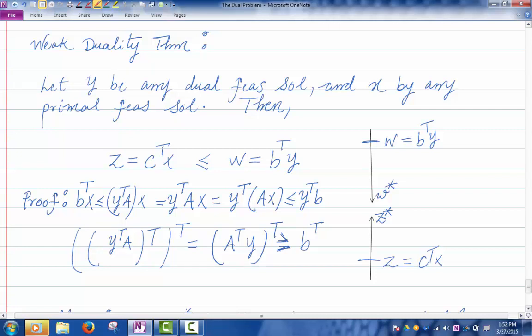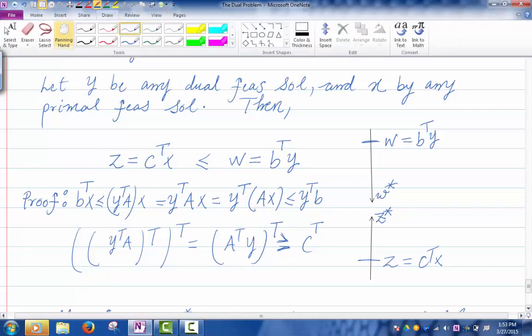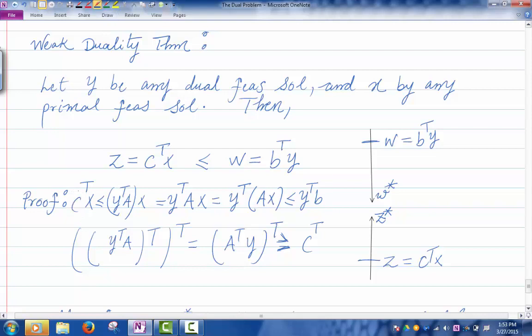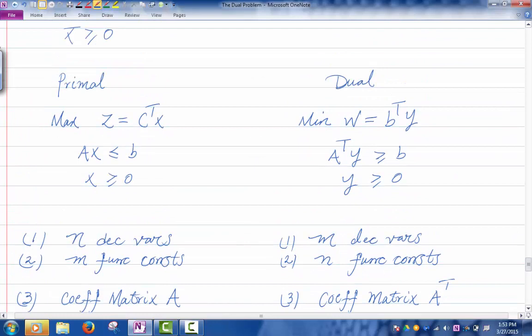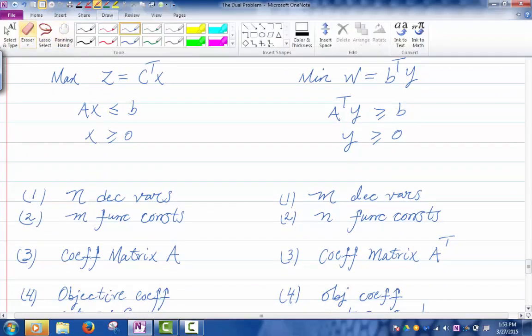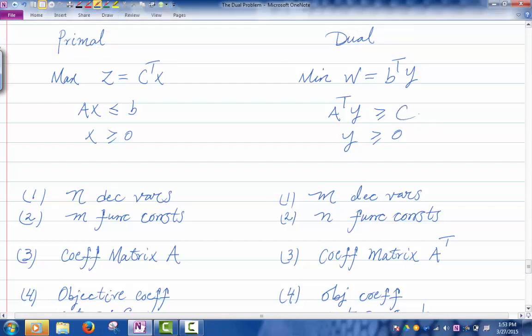Wait a minute. I said something wrong here. The only mistake I made here is that it's not b, sorry. What's the right hand side of the dual functional constraints? The right hand side is c. And so I get c transpose x, and that's what I wanted. Sorry. If you look at the dual problem, I also made a mistake here. This should have been a c. Remember, the right side of the dual constraints should be the coefficients of the objective of the primal. So that should be a c.